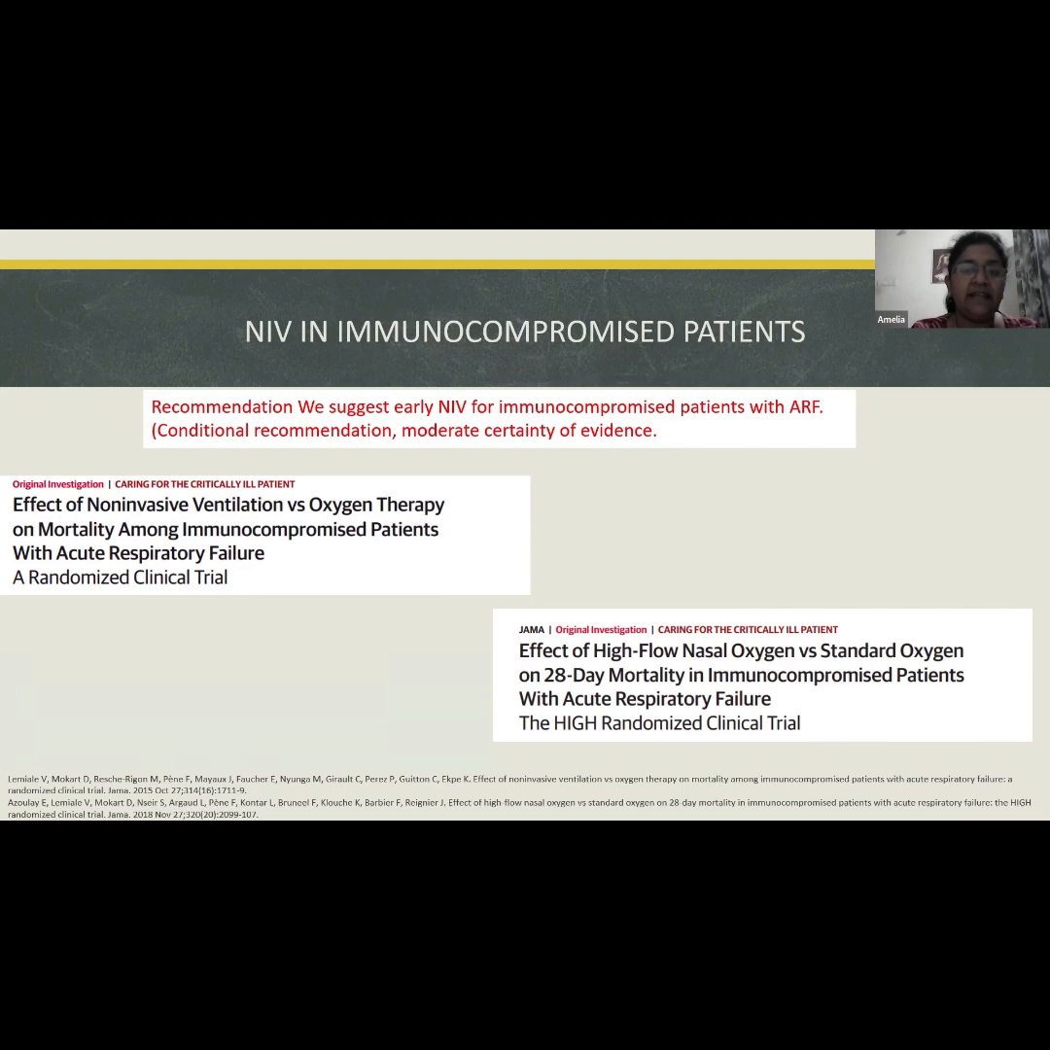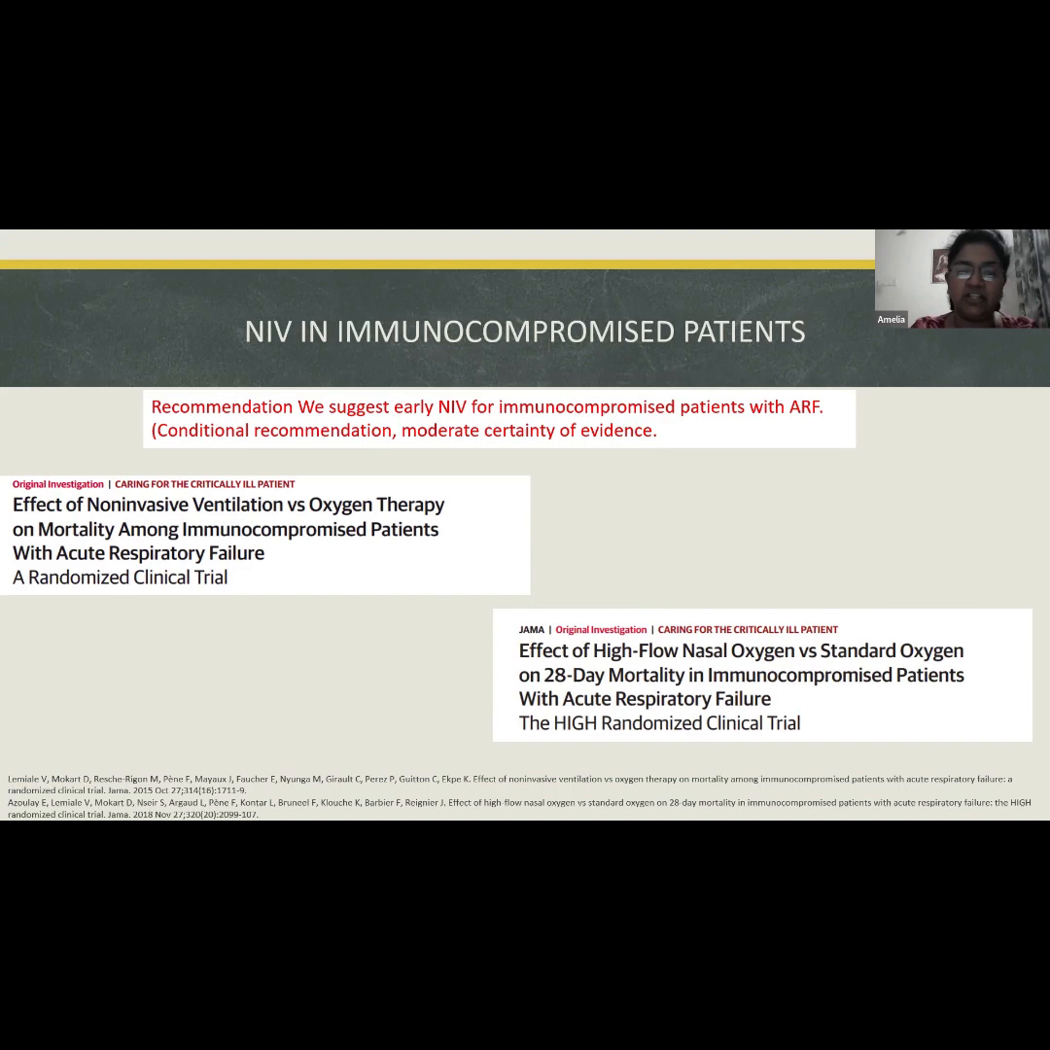So the recommendation is that early NIV in an immunocompromised patient with respiratory failure is possible if their performance status, if their condition, is better. So it is a conditional recommendation. There is no blanket statement that in immunocompromised patients, NIV will help. There is no blanket recommendation in that.